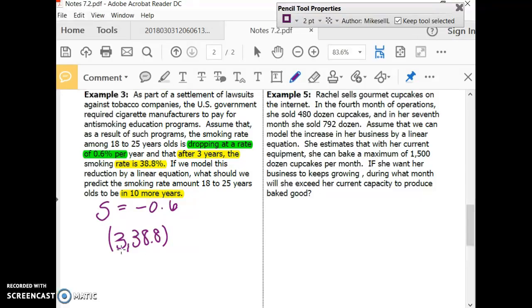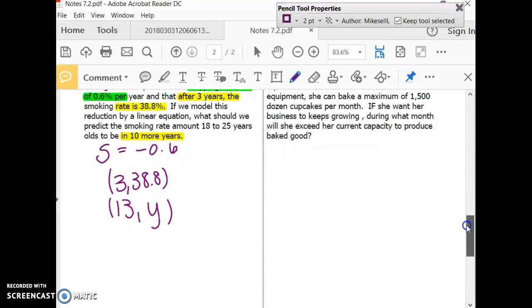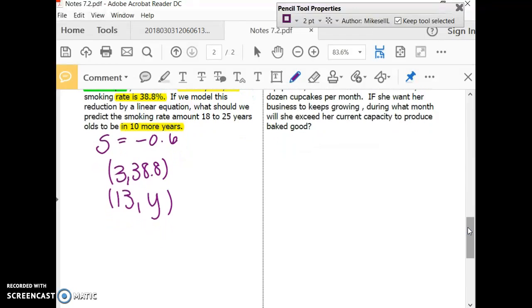I want to find out this. What should we predict the smoking rate to be in 18 to 25 year olds in 10 more years? So 10 more years from the 3 years. So I need to add 10 onto my 3, which gives me 13. And here's what I really want to find: this value right there, which is that y value. So let's go plug and chug and find a y-intercept, and then I can put in an x to find that.